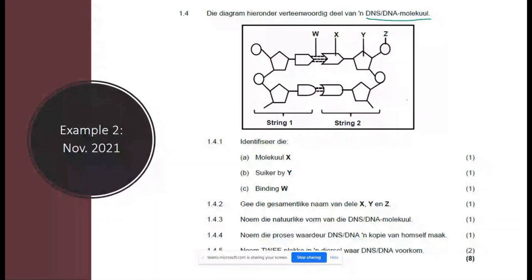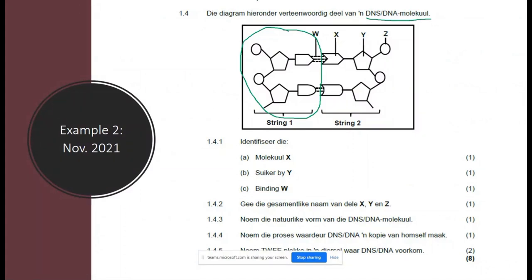Now, once again, let's make sense of the diagram. You can just mute your mics at this stage. I apologize for the slide. I will send the correct slide to your teacher tomorrow.